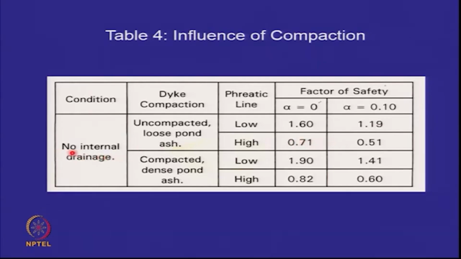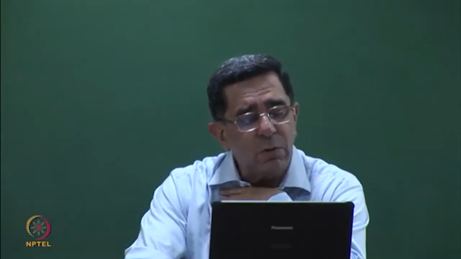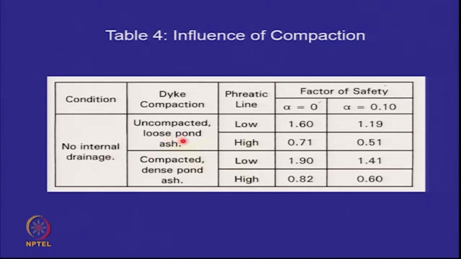Does compaction make any difference? Well, let's up the phi value from 28 to 35. Let's say we are able to compact the entire ash by some means. Then what happens? When the phreatic line is low, I had 1.6 if you recall. If I compact the ash, the factor of safety goes to 1.9. As long as it is low, 1.6 falls to 1.19 under an earthquake.